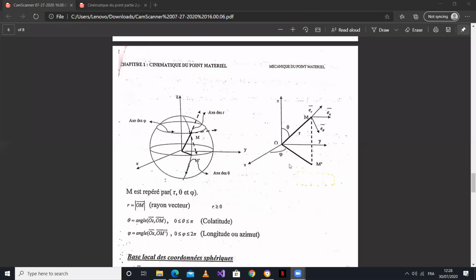This is where I gave you the example of latitude and longitude. Imagine we take OX as the prime meridian, the prime meridian, GMT, Greenwich, there at London, at 0 degrees. And we are going to take M prime as Lusaka. And we are told that Lusaka has a longitude of 30 degrees.